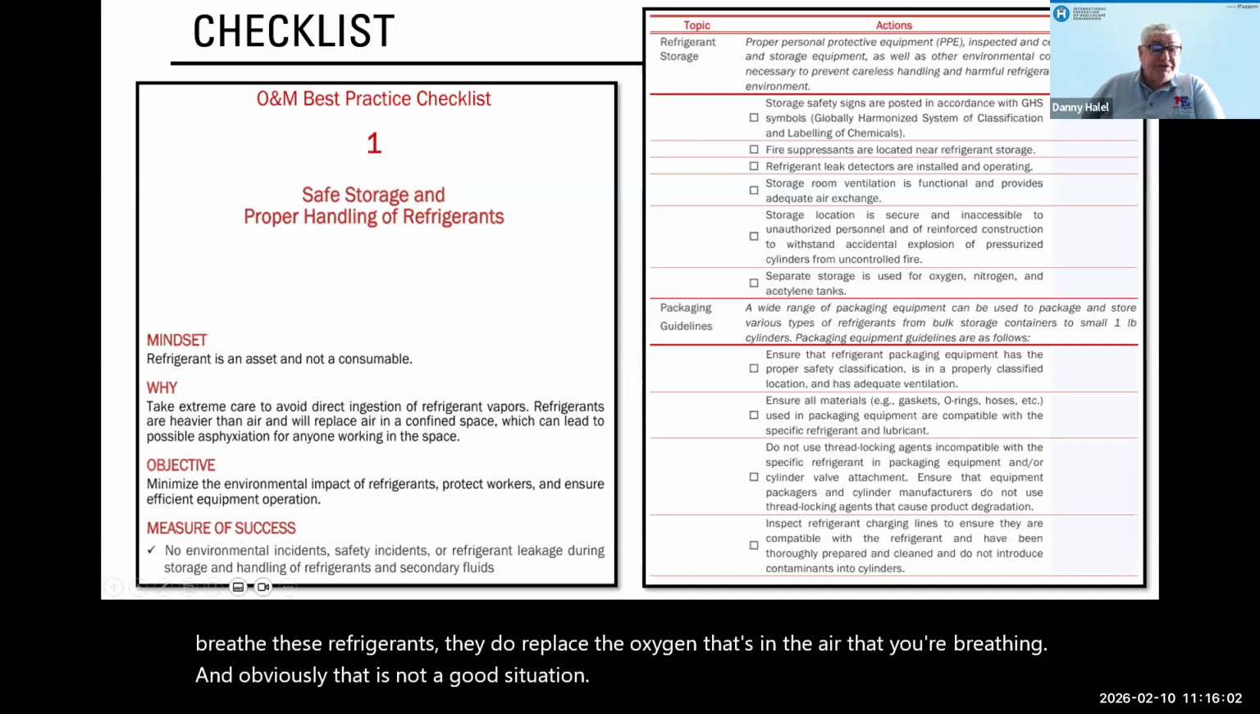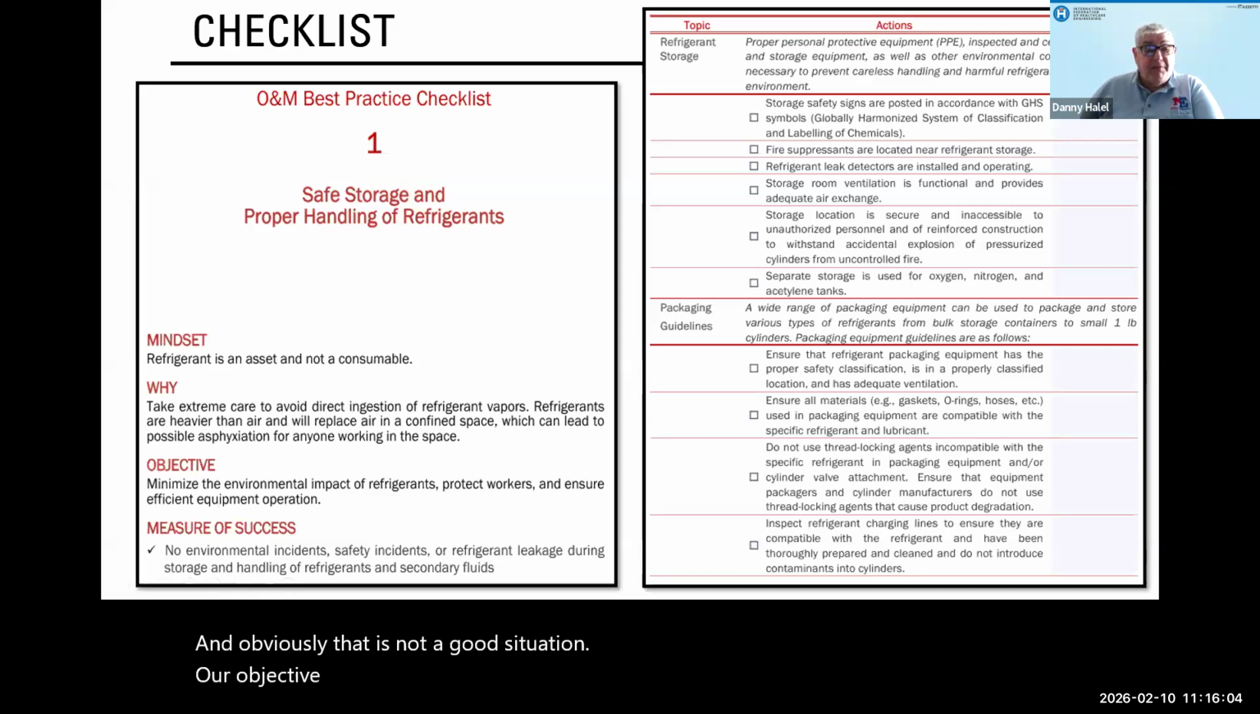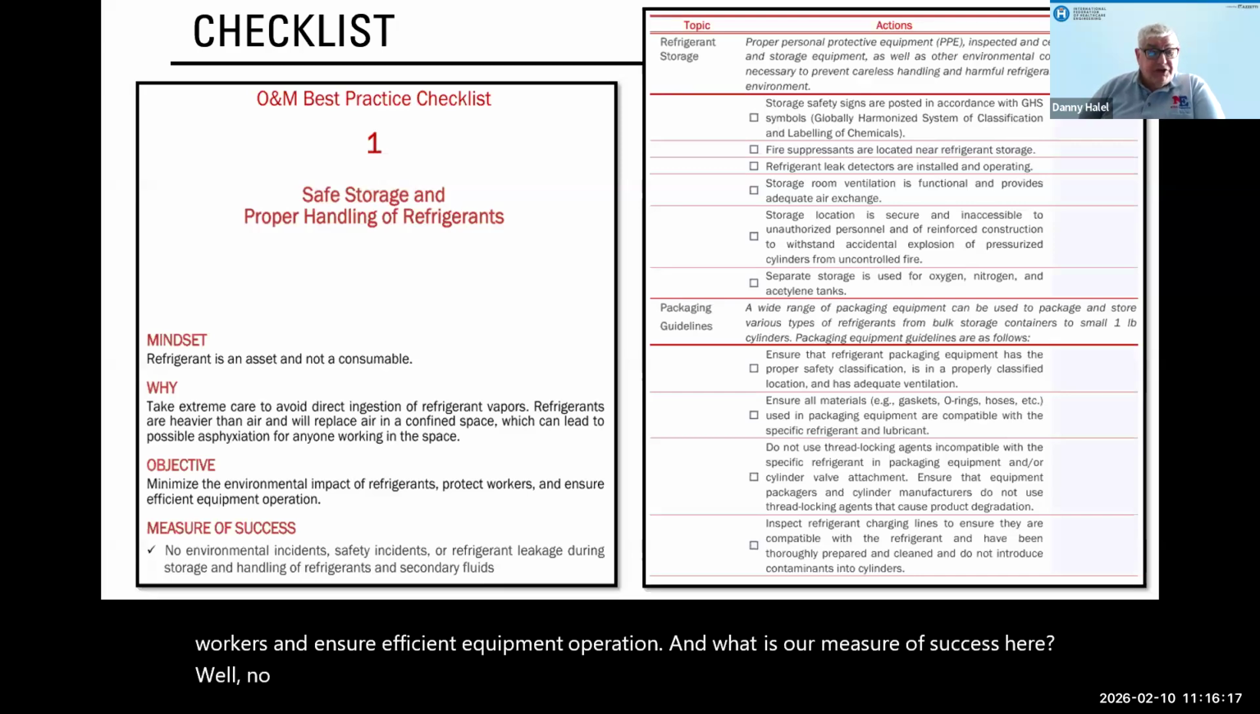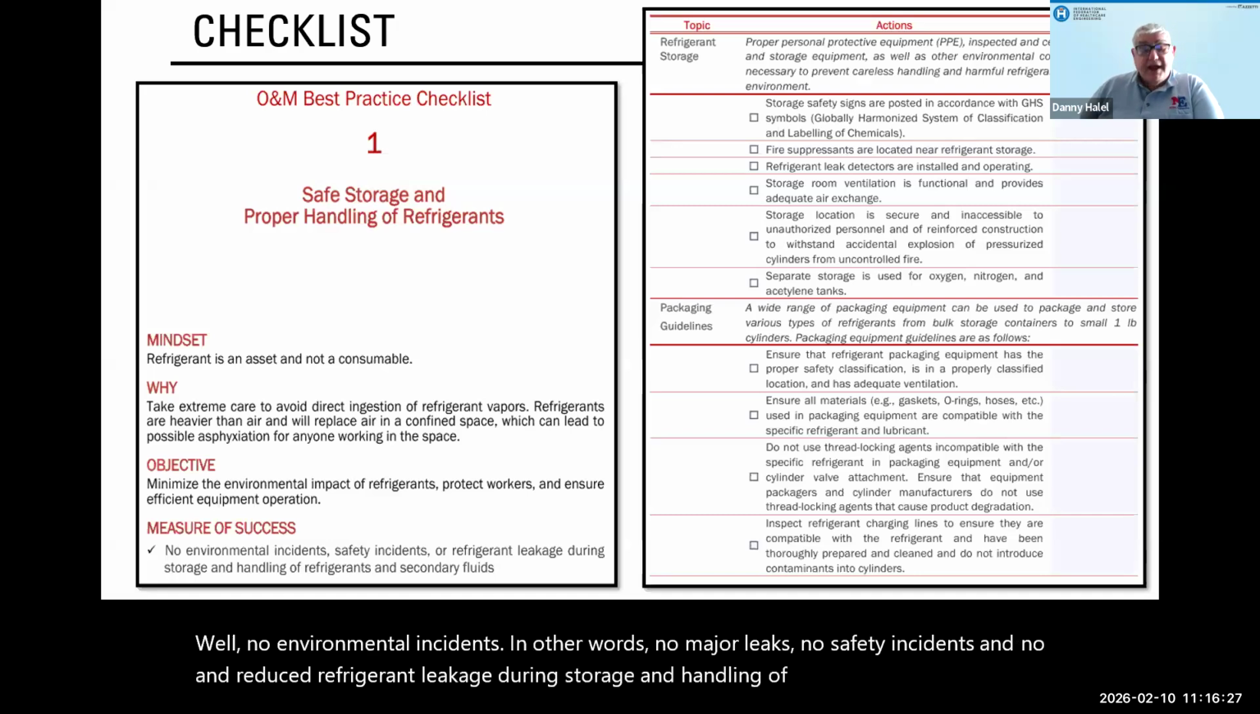Our objective was to minimize the environmental impact of refrigerants, protect workers, and ensure efficient equipment operation. And what is our measure of success here? Well, no environmental incidents. In other words, no major leaks, no safety incidents, and reduced refrigerant leakage during storage and handling of the refrigerant. That goes for secondary fluids as well.